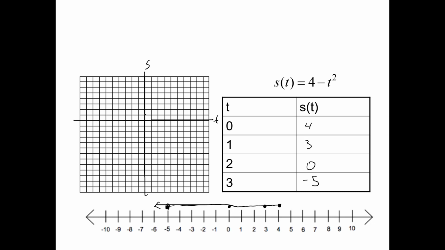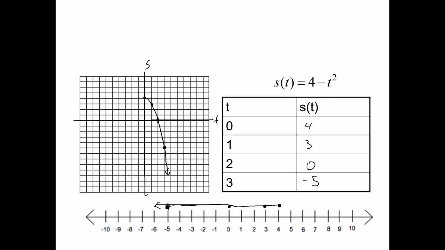At 0, we're at 4. At 1, we're at 3. And at 2, we're at 0. And at 3, we're at -5. Connect them with the parabola, a nice smooth parabola.